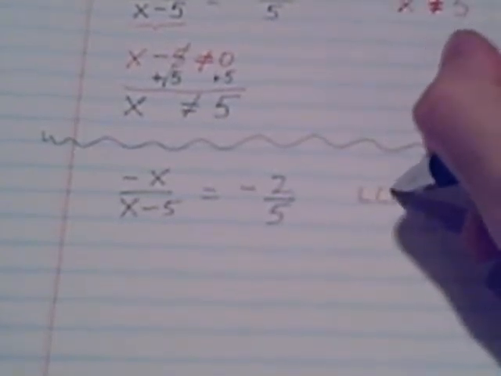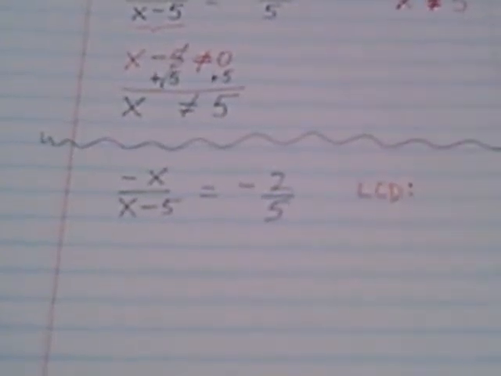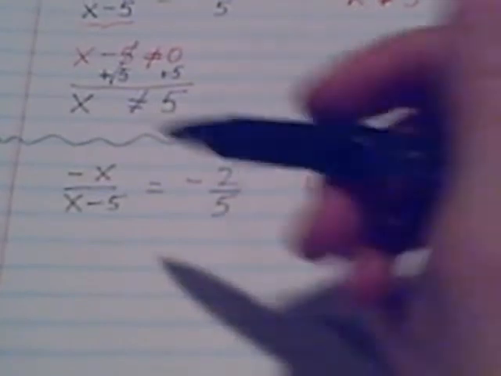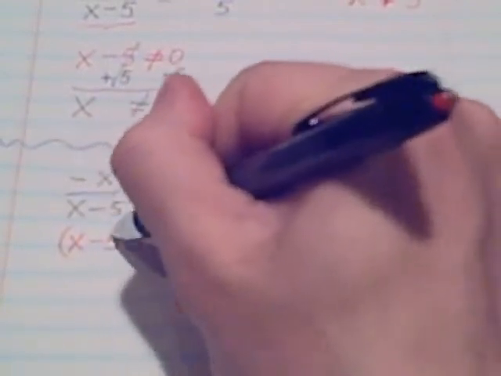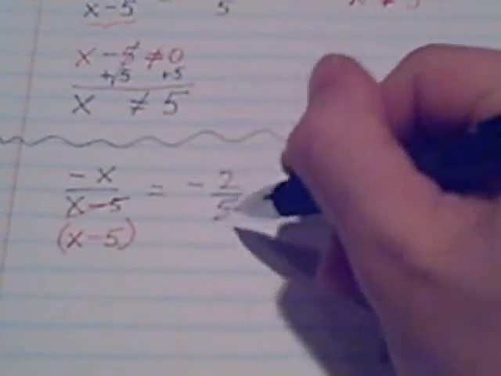So, what is our common denominator? We're finding common denominator the same way we found common denominator with the adding and subtracting problems. We have to first make sure that all the denominators are factored. The first denominator is just x minus 5. We can't factor that anymore. The second denominator is 5. We cannot factor that anymore.